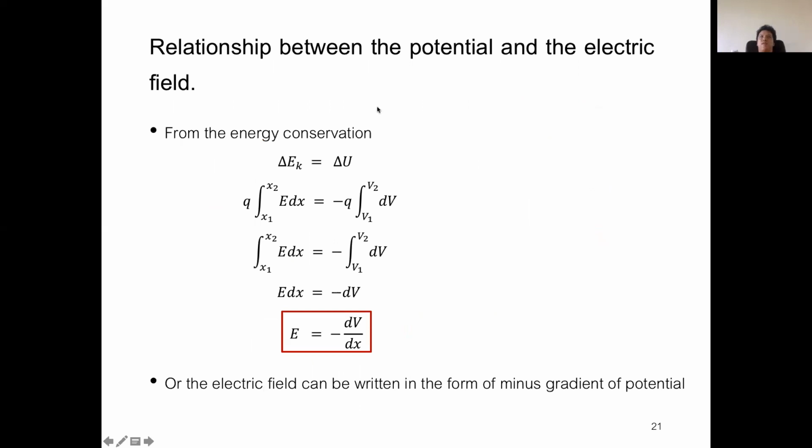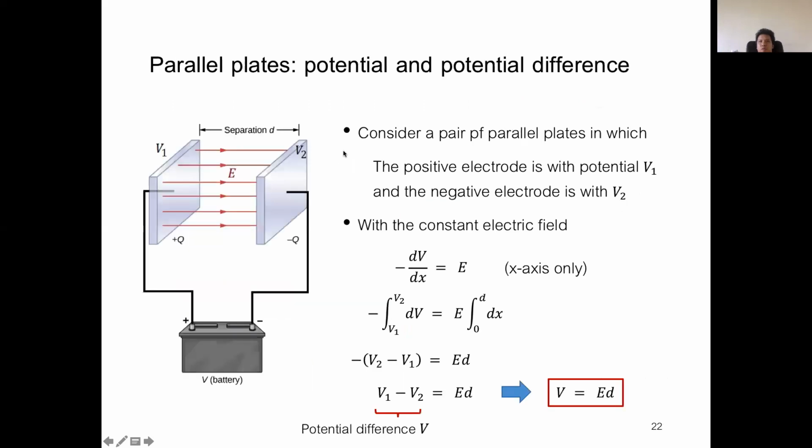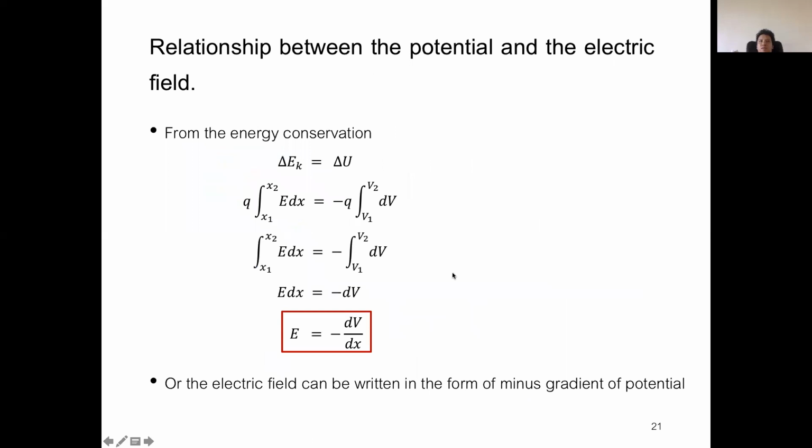Then from energy conservation, we consider the change of both kinetic and potential energy, and we set them equal. After we set them equal and cancel the Q from both sides, we come up with the formula in the box, which is the relationship between the electric field and the potential.